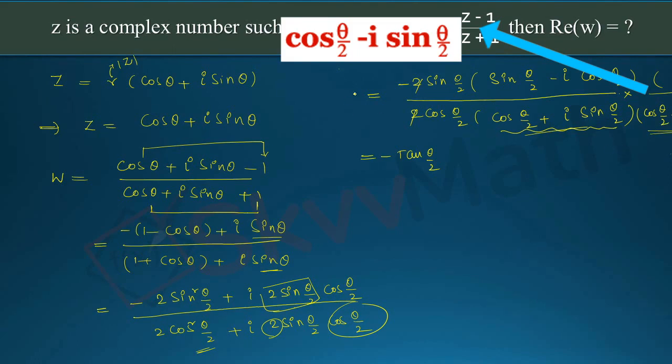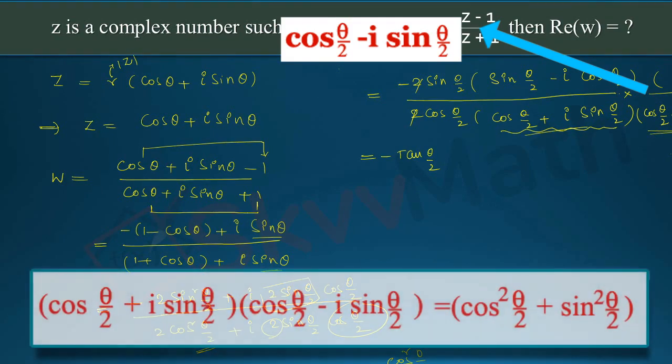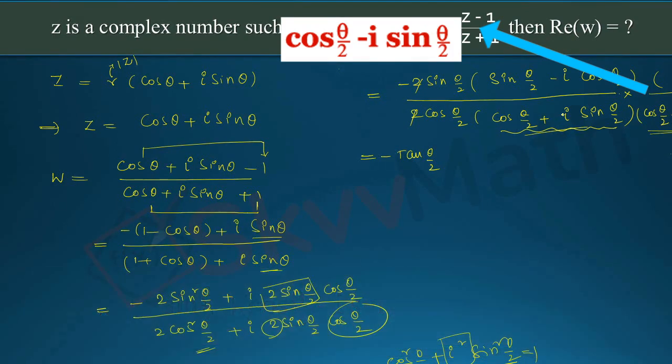So a square means cos square theta by 2, minus b square means minus i square sin square theta by 2. But here i square is minus 1, so it becomes plus. So cos square theta by 2 plus sin square theta by 2 is equal to 1. So the denominator is 1, so I'm not going to write that one now because it is divided by 1, right? So you can leave it.